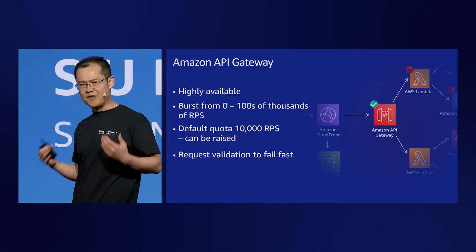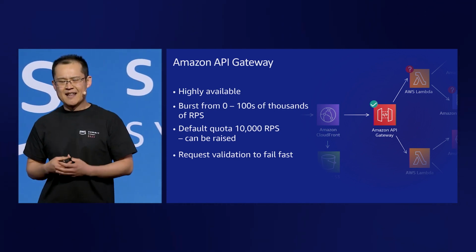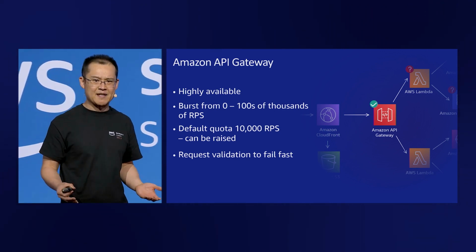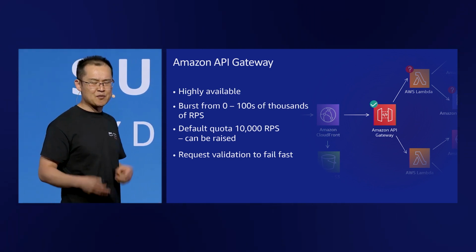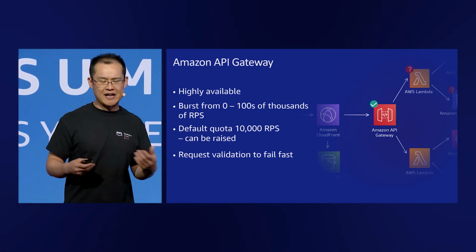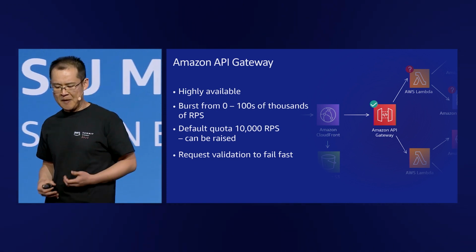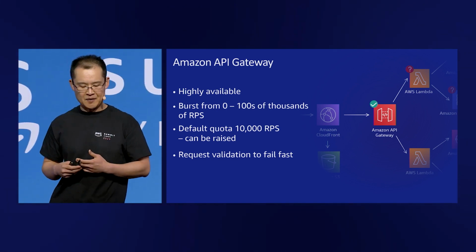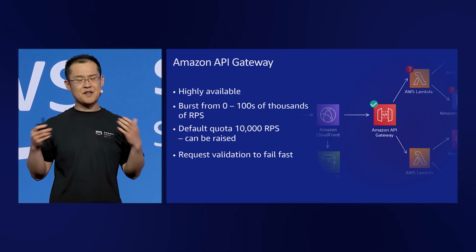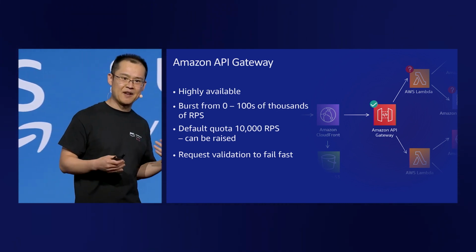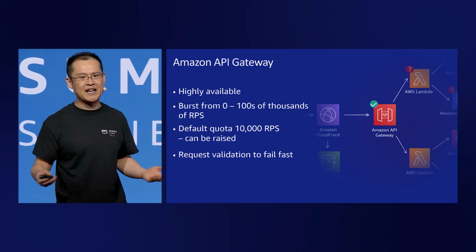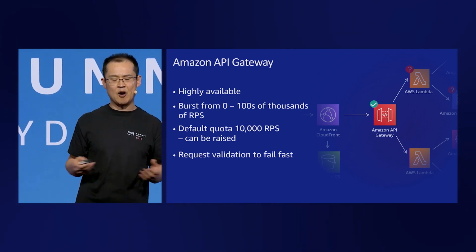API Gateway got a feature called request validation that can fail invalid requests at the earliest point and reduce unnecessary calls to your downstream systems. This will save the valuable resources on your downstream systems and provide better scalability for your system overall.